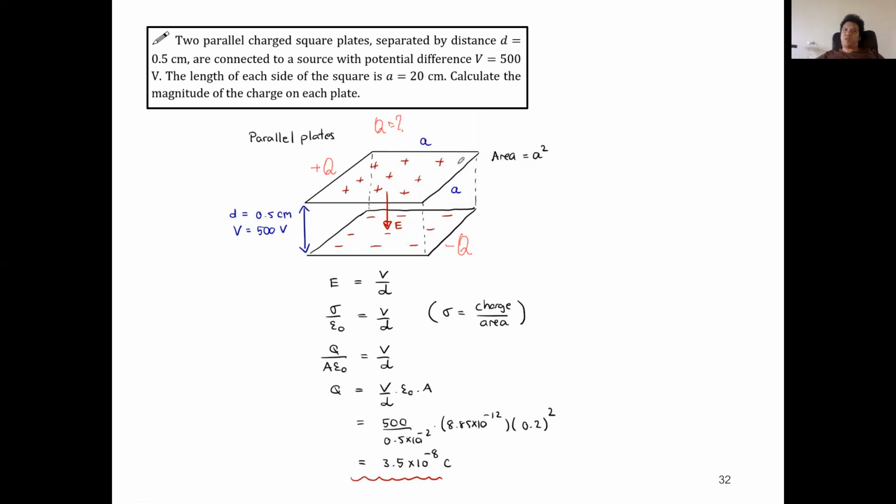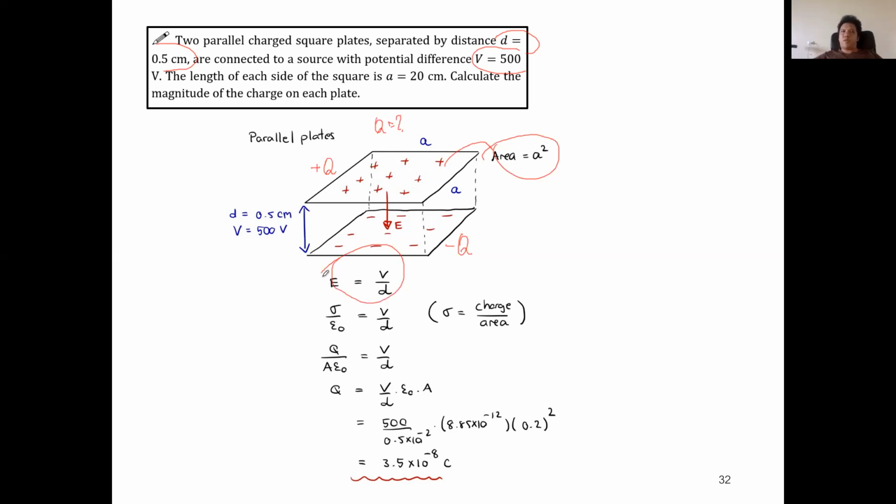Okay, so if you have the side of small a, the area of big A for each plate is A squared. So no problem with the area. Then actually what has been given is D or separation distance, and voltage V. So the first relationship that we need to think about is E equals V over D.